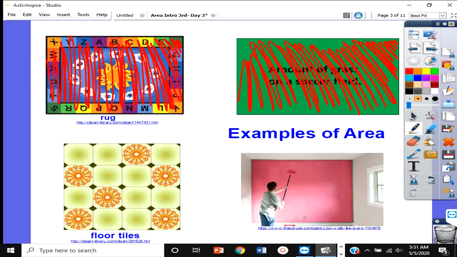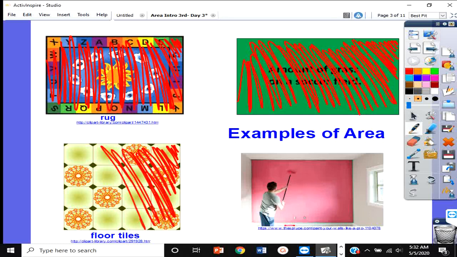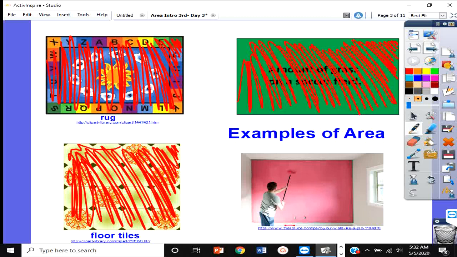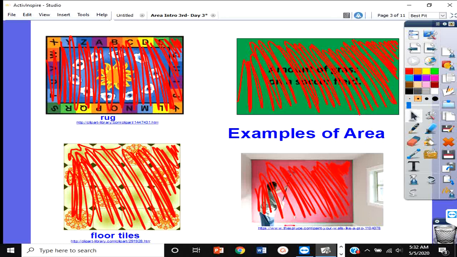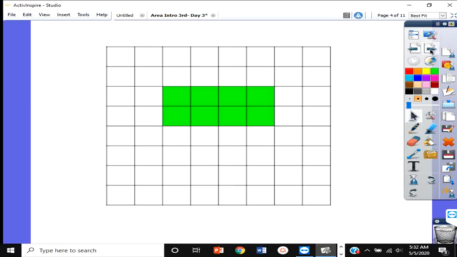If you look below, another example would be floor tiles. If I wanted to put floor tiles in my kitchen, I want to make sure I cover the whole entire kitchen floor. So I need to measure the amount of space on my kitchen floor so that I have enough floor tiles to cover the entire space. Our last example would be painting. I need to know how much space I am going to be painting so that I know exactly how much paint to buy.